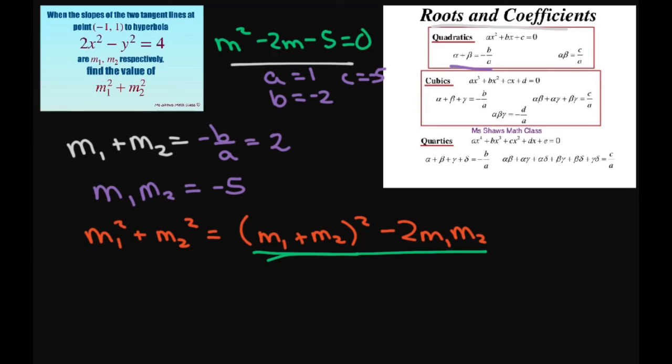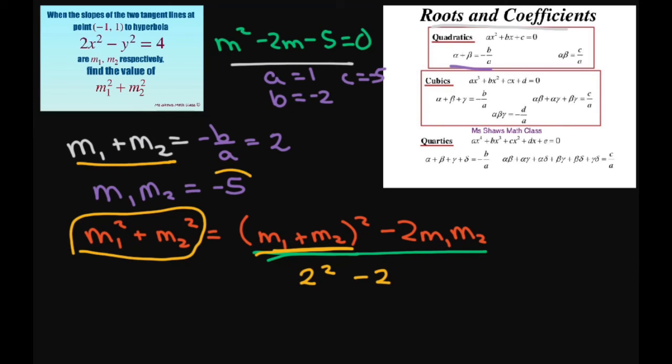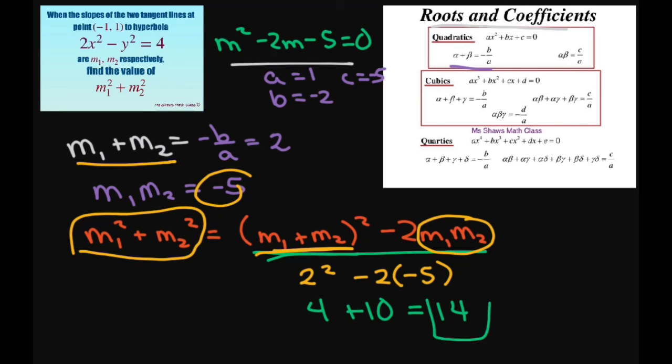All right, let's see what we get. This is what we want. We take m₁ + m₂, which is 2, squared, and then minus 2 times our roots multiplied, so 2 times -5. This gives us 4 plus 10, and that equals 14. So this is your value.